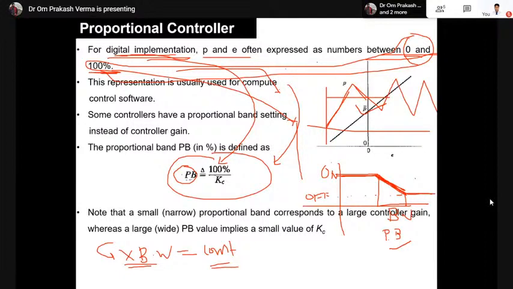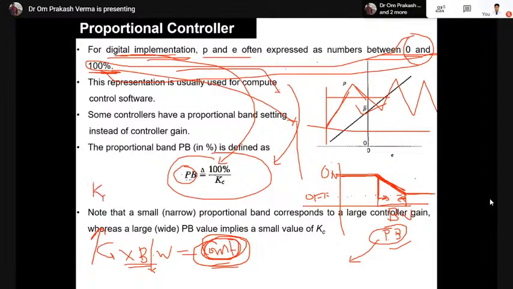Now see what the advantage and disadvantage of the proportional controller are. When your proportional band becomes narrow, meaning when you decrease the bandwidth, you are increasing the slope. Since the multiplication quantity is constant, when the bandwidth is decreased, you have to increase the gain, and gain is nothing but Kc.